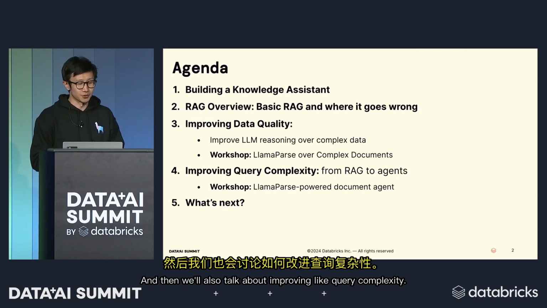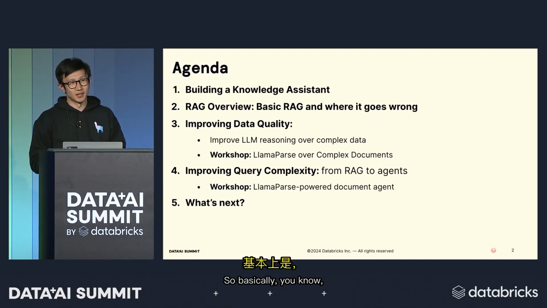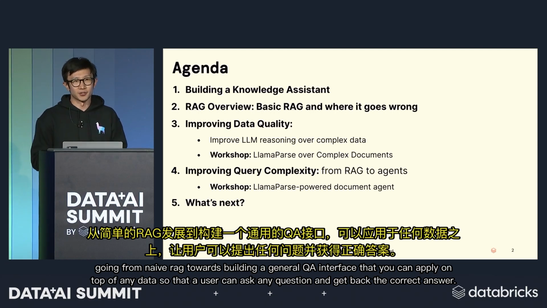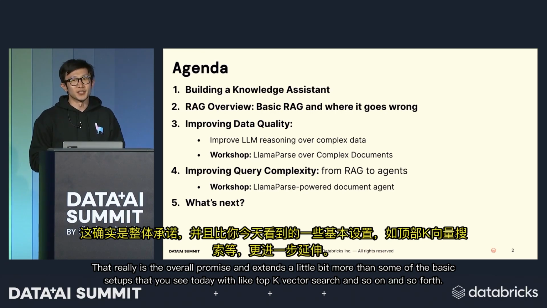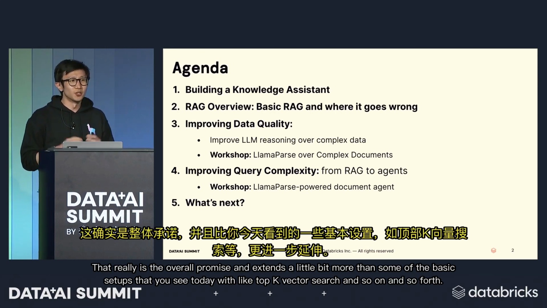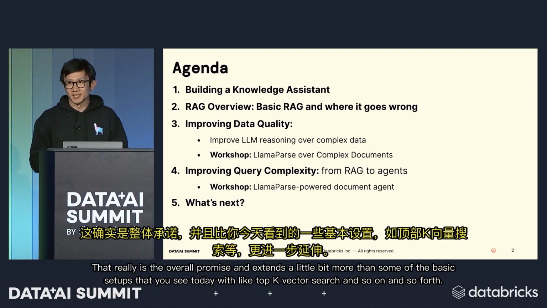And then we'll also talk about improving query complexity. So basically, going from naive RAG towards building a general QA interface that you can apply on top of any data so that a user can ask any question and get back the correct answer. Right, that really is the overall promise and extends a little bit more than some of the basic setups that you see today with like top K vector search and so on and so forth.